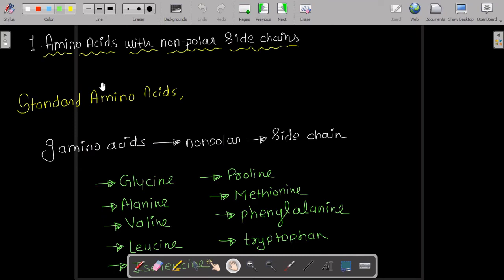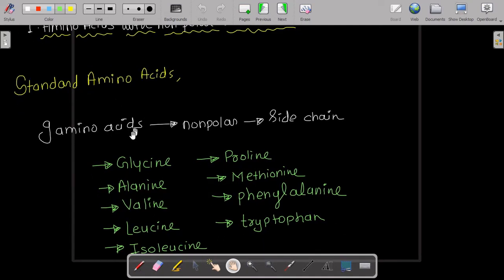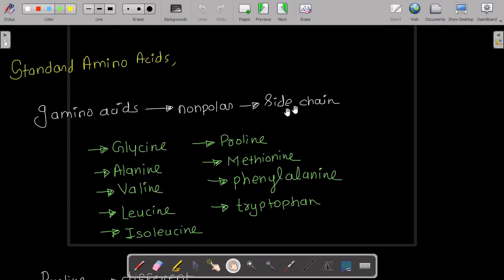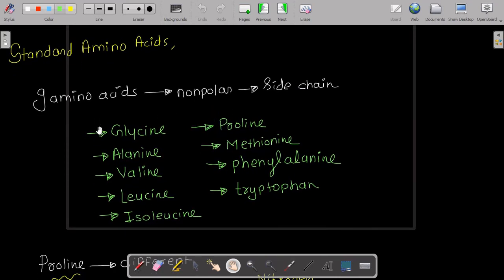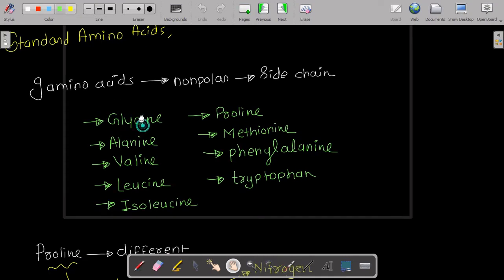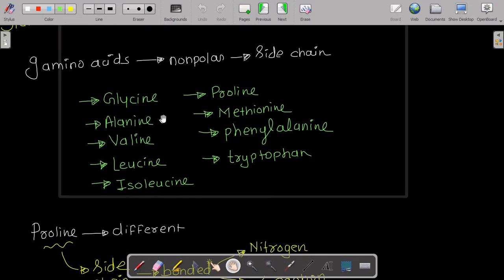Now, let's see the amino acids with non-polar side chains. In the 22 standard amino acids, there are 9 amino acids which have non-polar side chains. These are glycine, alanine, valine, leucine, isoleucine, proline, methionine, phenylalanine, and tryptophan. The side chains of these amino acids are non-polar.